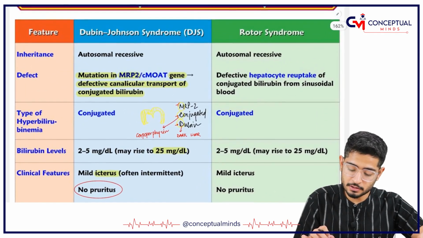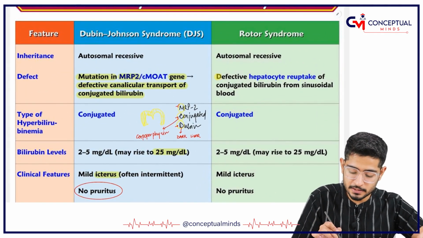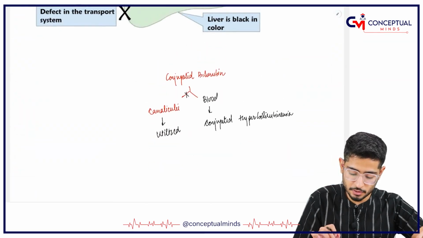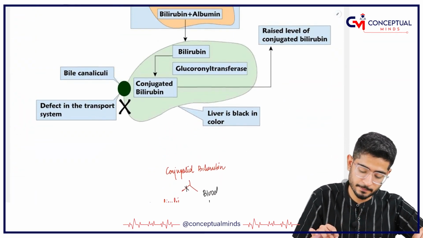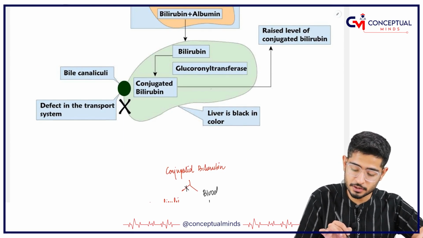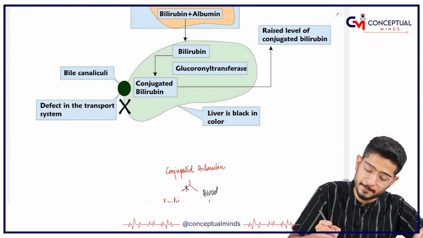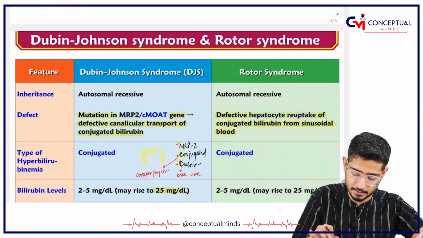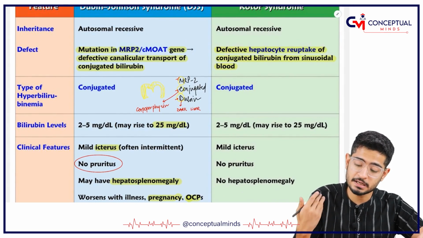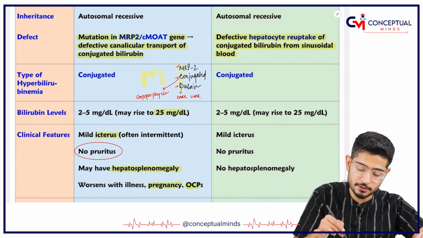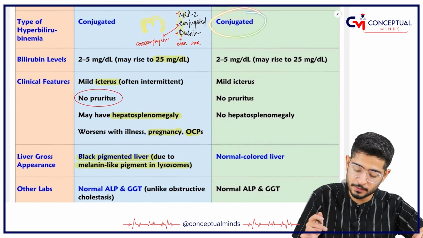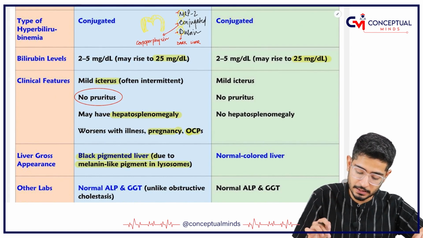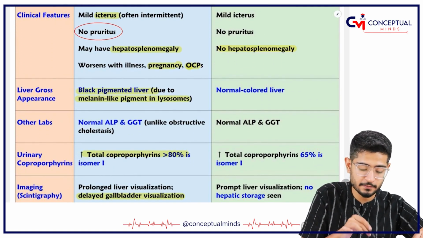Okay, this is happening because of obstruction in the canaliculi, so you will not be able to see the gallbladder as well. Rotor syndrome is also very much similar. It is a defective reuptake of conjugated bilirubin from the sinusoidal blood. So once it is going to get conjugated, understand this, it is going to go to the blood, and then it is taken back into the hepatocytes just to maintain the cycle. So there is a defective hepatocyte reuptake of conjugated bilirubin. That's why you are going to have increase in the conjugated bilirubin. This may rise up to 25 mg per deciliter. There will be mild icterus, no pruritus, and no hepatosplenomegaly.